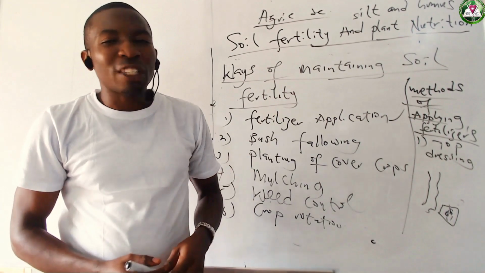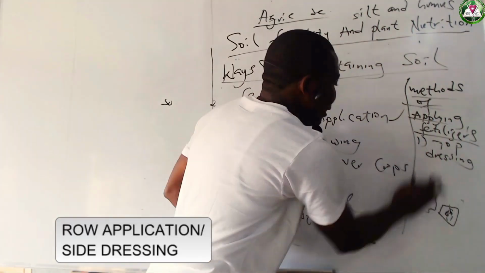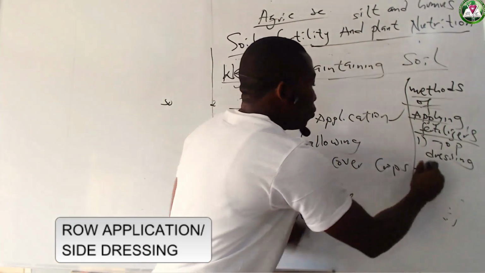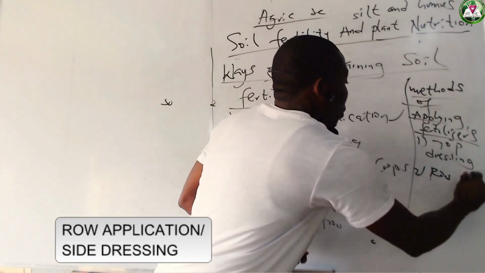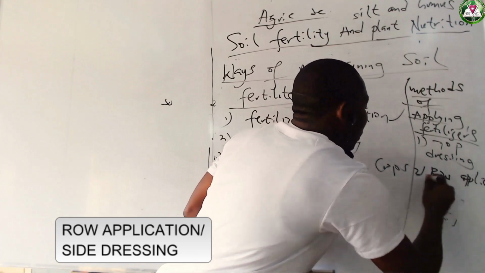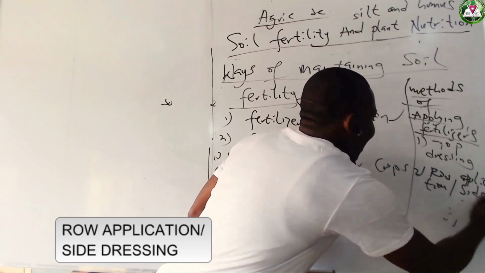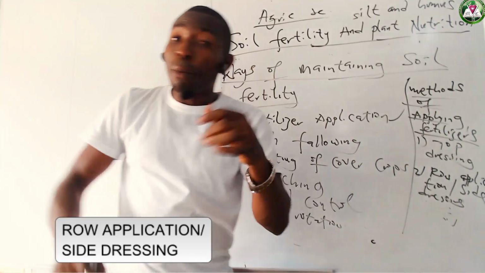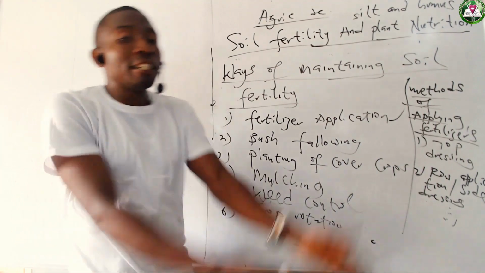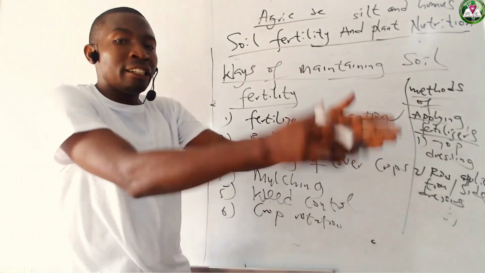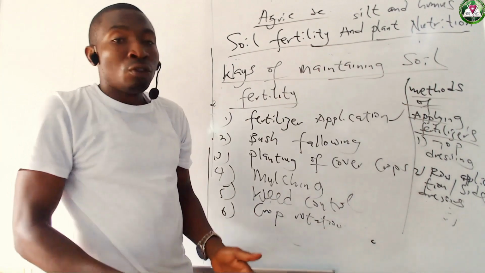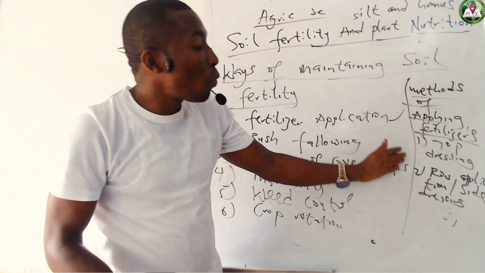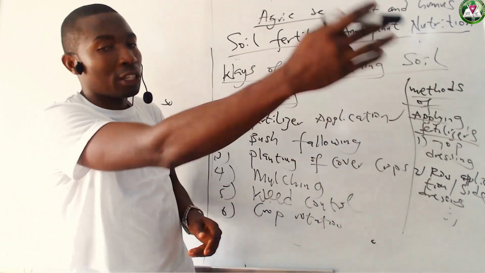Another method we have is side dressing. Side dressing, or you can call it the row application method. Number 2, row application or side dressing. This method of fertilizer application is normally used in a place where you have ridges. When the ridges are in rows, you start applying fertilizer by the side of those ridges. That is what we mean by row application or side dressing.